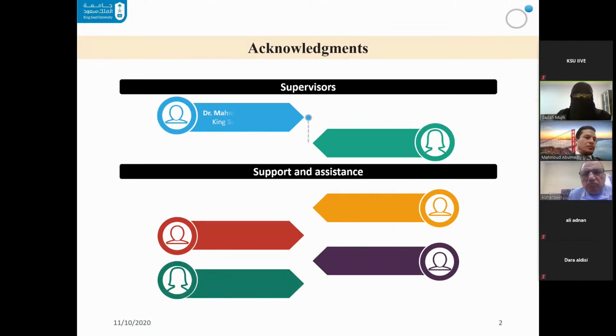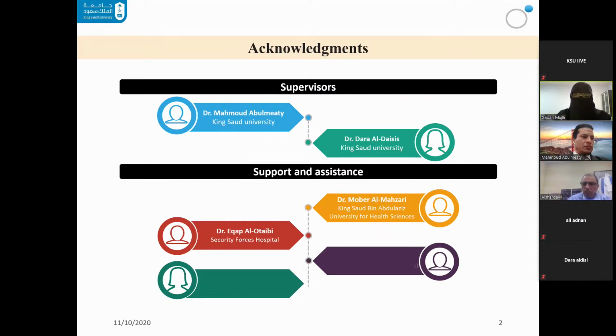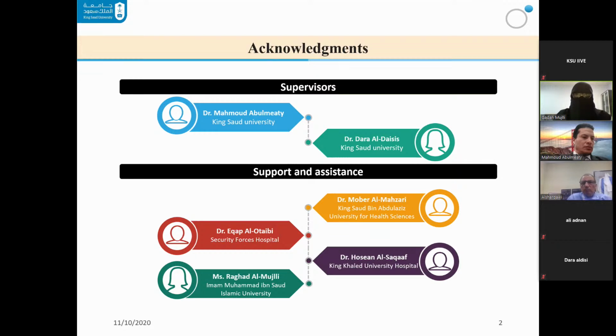I would like to first acknowledge my supervisors, Dr. Mahmoud and Dr. Dara Desi. Without their supports and continuous assistance during this master thesis, I would not be able to complete it. Of course, I would like to also acknowledge the assistance and support I received from Dr. Iqab Al-Utaybi, Dr. Mu'abbar Mahzari, and Dr. Hussein Sagaf for helping me collecting the data and extracting the subject from the hospitals that we included in the study. I would finally thank Ms. Ra'ad Mjalli for her assistance in collecting and entering the data and cleaning the data.